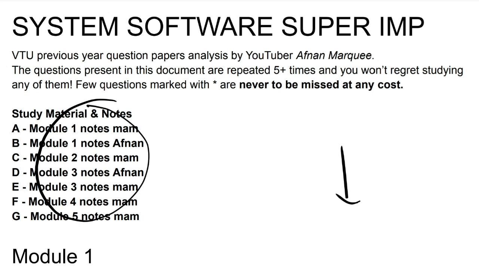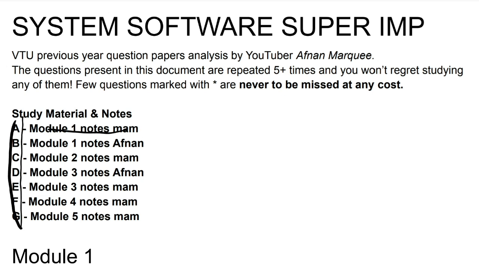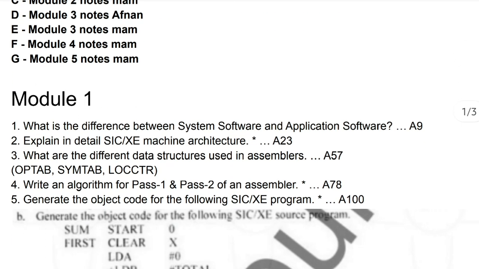These are the alphabets I have mentioned as references for the given notes, like module 1 notes MEMS and module 1 notes Afnan, module 2 notes MEM, and so on. Whichever notes I am referring to, that alphabet is given along with the page number. You can go through those notes, go to that page number, and you will get the answer for the particular question. The questions I have marked with a star you can never miss at any cost.